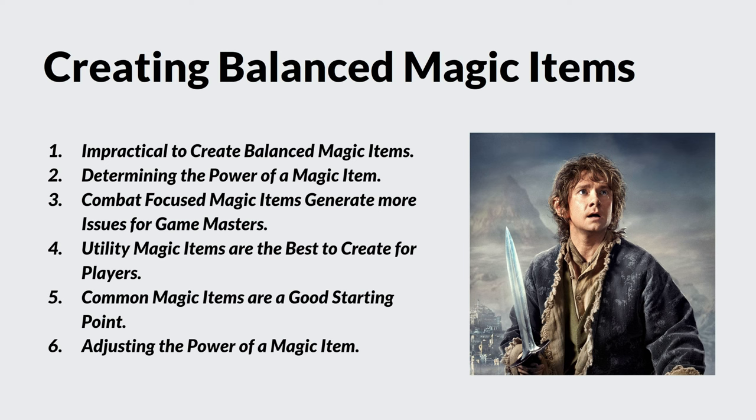Anyway, the utility magic item is the best place to start. It is the least powerful of everything. It is the best thing to create for a player character, as they have the least effect on the game and usually don't affect combat encounter design.